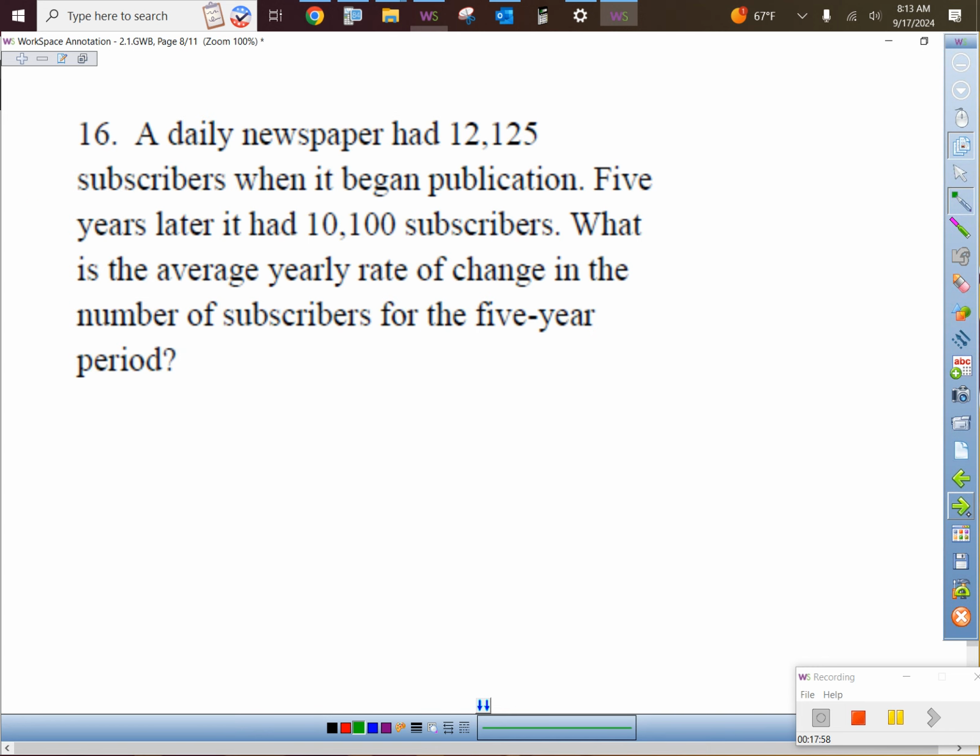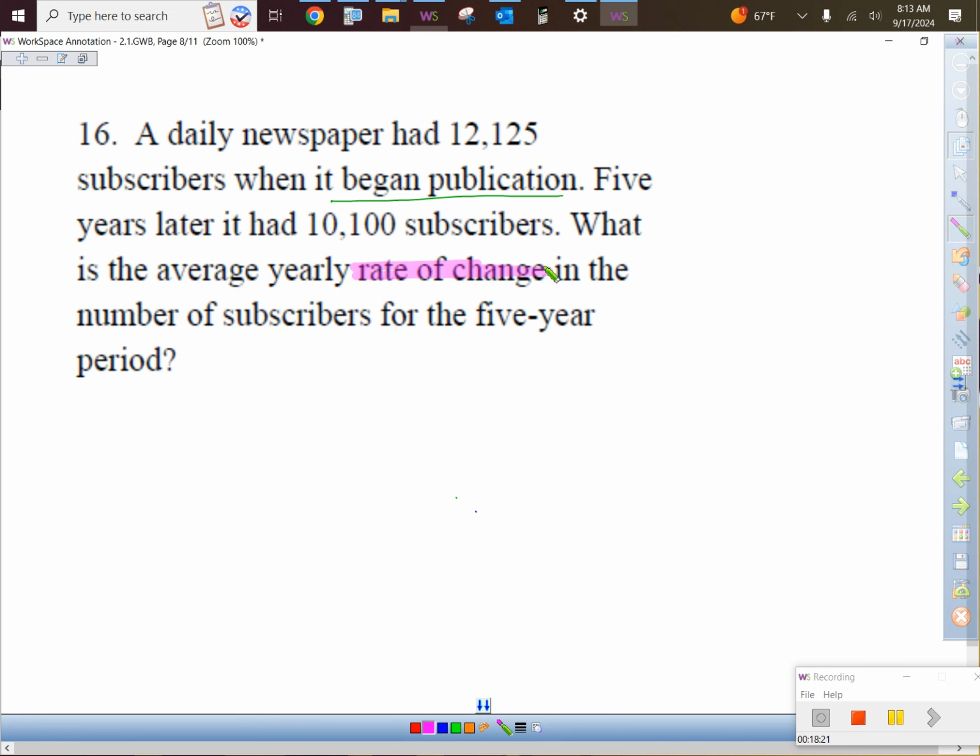Let's do a couple quick story problems. Here's what we'll do. Required for work is you will write some ordered pairs out of it. But let's read the story first. A daily newspaper has 12,125 subscribers when it began publication. 5 years later, it had this many subscribers. What is the average yearly rate of change?